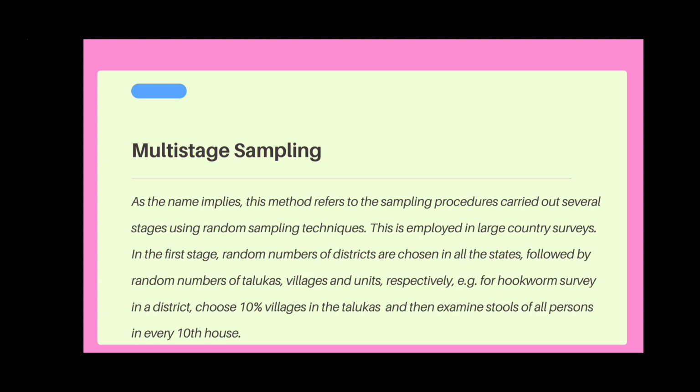So in multi-stage sampling, we take a sample in multiple stages. In case of large country surveys, first we divide states into a random number of districts, and then the random number of districts are further divided into talukas, villages and units. Then from every village and taluka we take every kth house for sampling. So in multi-stage sampling, we do sampling in multiple stages.